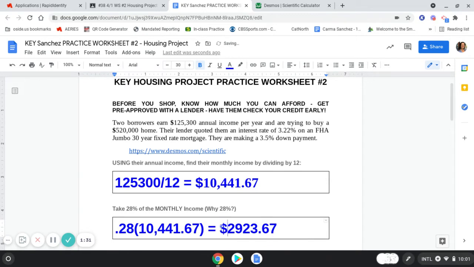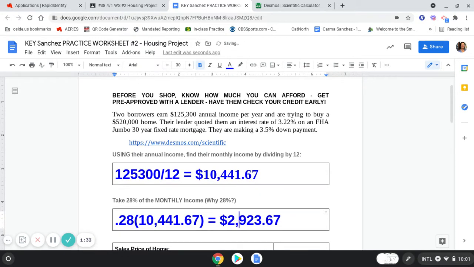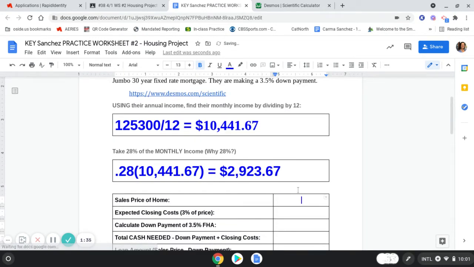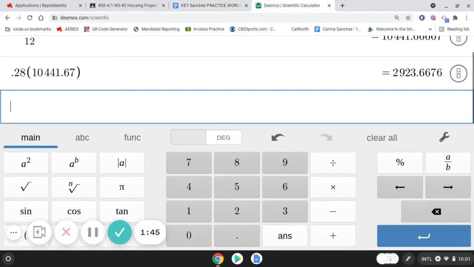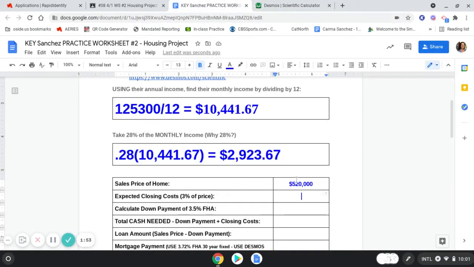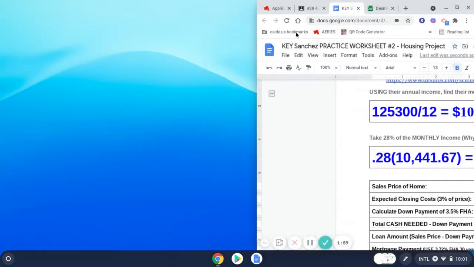So when we run through this next scenario, let's say that they found a house for $520,000 that they really like. We're seeing if they can actually afford the $520,000. So it's good to know too how much money that you're going to have to bring into escrow. So let's look at the closing costs. 3% of the sales price is $15,600. This is how much we can expect to bring into escrow for closing costs.